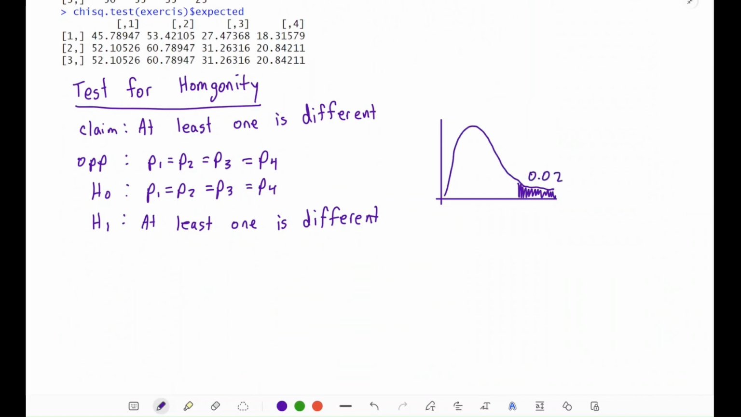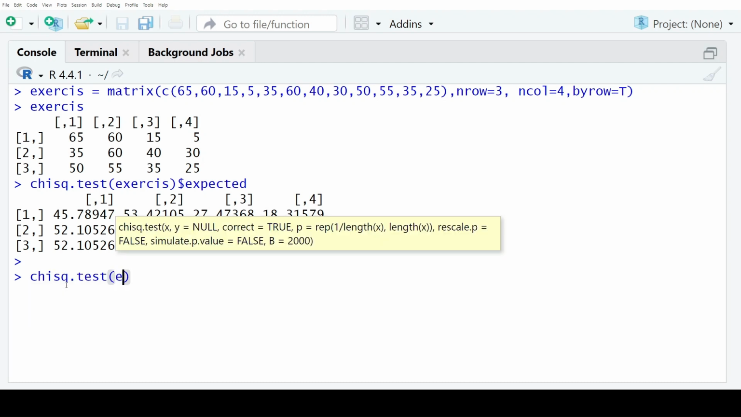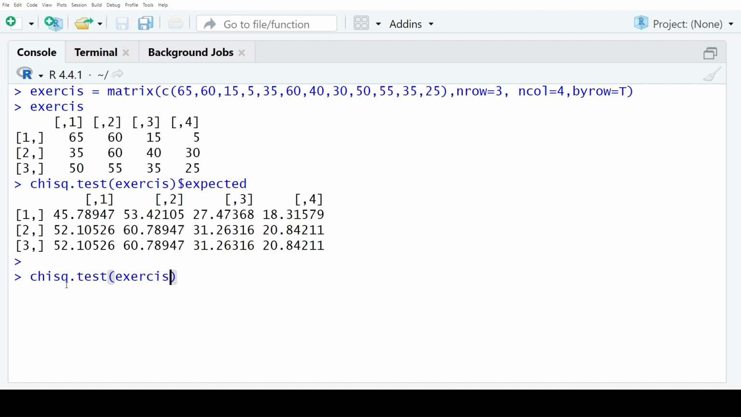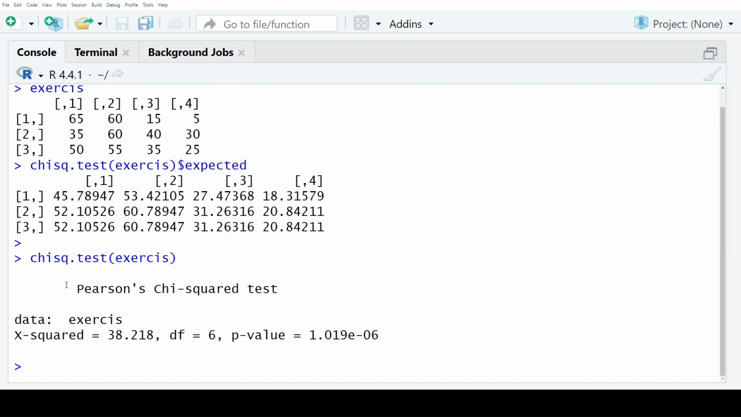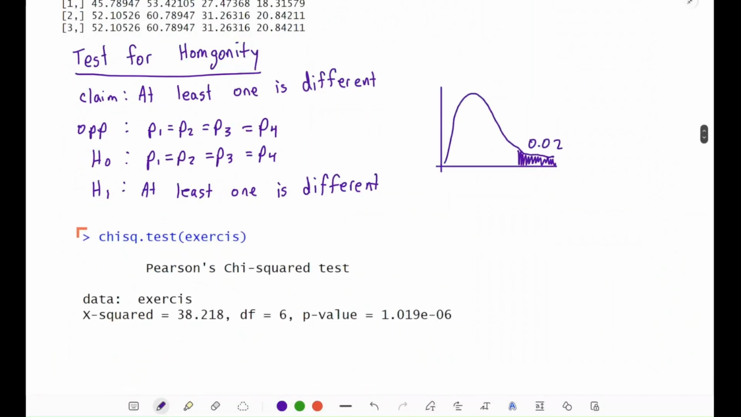So now I need to calculate the test statistic, so I'm going to go back over to R. Now I'm just going to go chi-square test of exercise, but no $ expected. And there we go. Got a chi-squared value of 38.218 and a p-value of basically 0. Okay, back over to the notes. Paste that in.